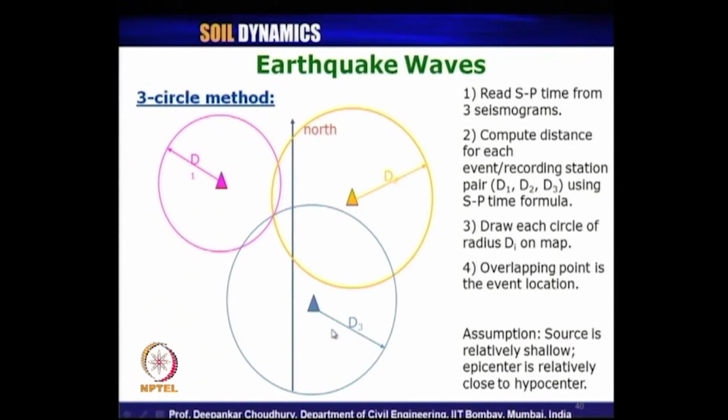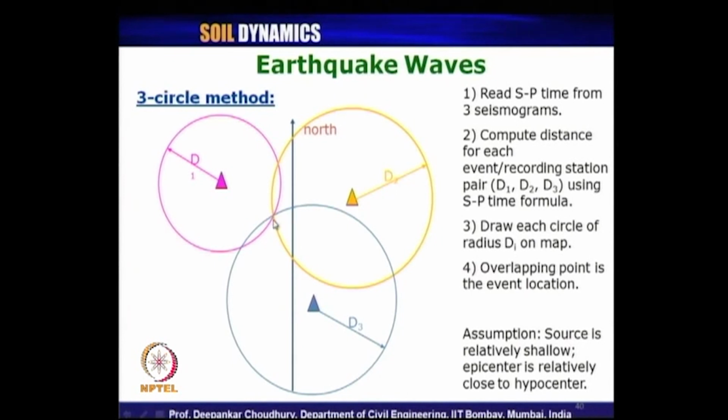So, where actually the earthquake has occurred, where these three circles meet, this is the point. Look at here, I am pointing here with this pointer. So, this is the point where these three circles meet, that is the actual location where the earthquake has occurred. So, this is the location of the earthquake epicenter. Clear? So, in using this three circle method to obtain the earthquake epicenter, one basic assumption is that the earthquake is relatively shallow. Okay. So, the epicenter is relatively close to the hypocenter.